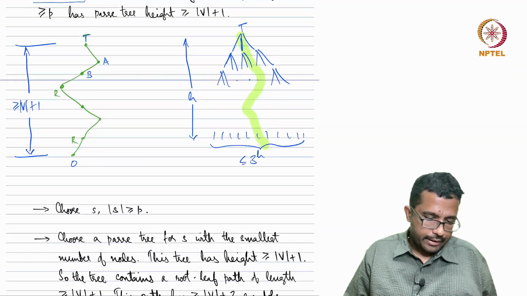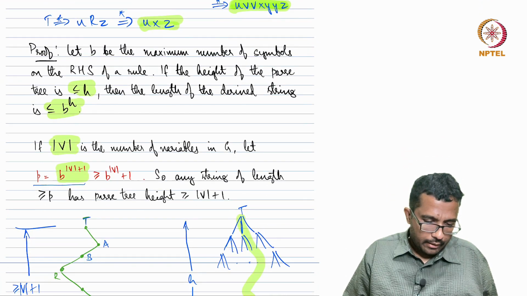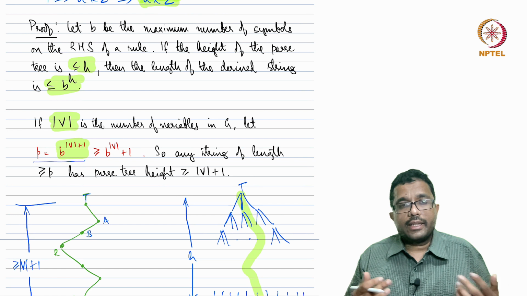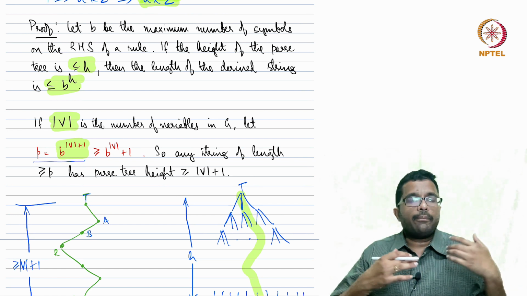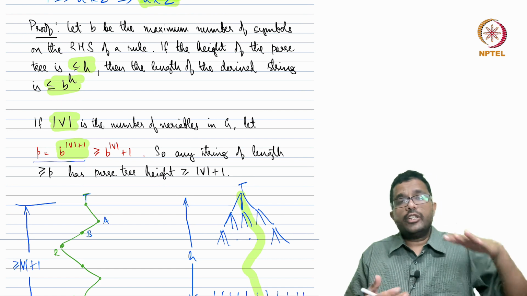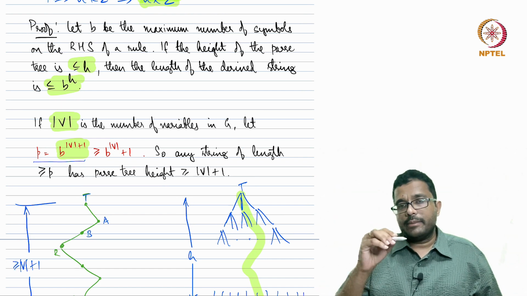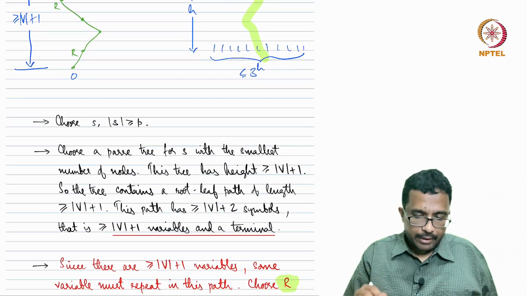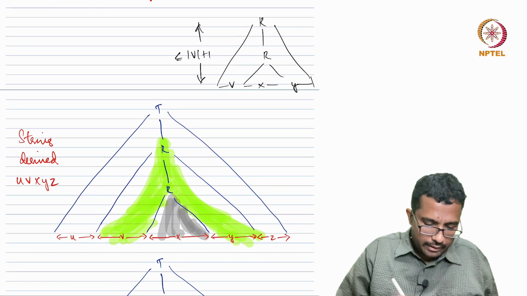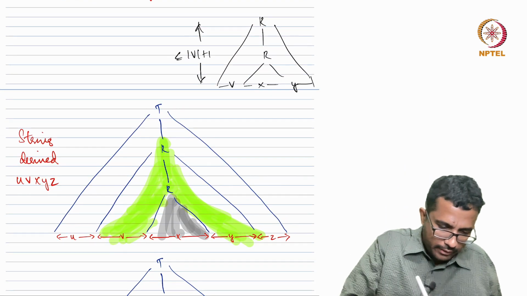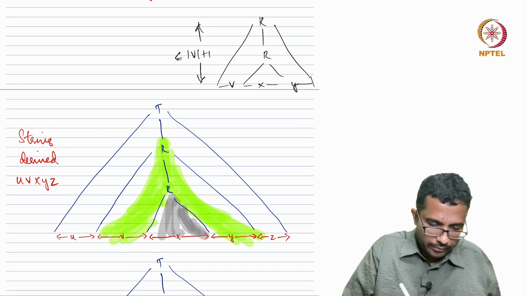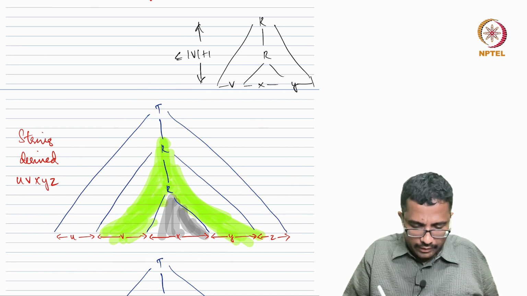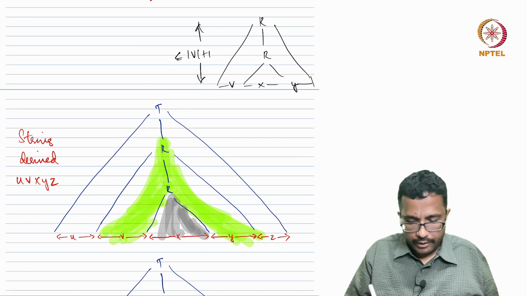So just to give the high level picture once again, if a string is long, meaning longer than b power v plus 1, then the parse tree has to be of height greater than v plus 1, which means there has to be some path where some variable repeats. And now in that path, you choose the variable that repeats, and this picture is the one that guides the choice of the strings u, v, x, y, z.